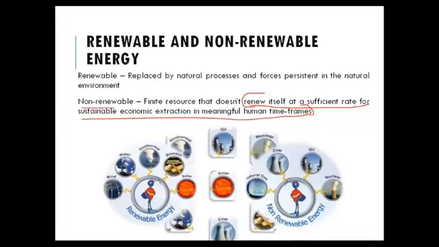Those replaced by natural processes can be solar, biomass, geothermal, water, wind. All these are renewable energies. So coal, oil, nuclear, natural gas, all these will be non-renewable energy.